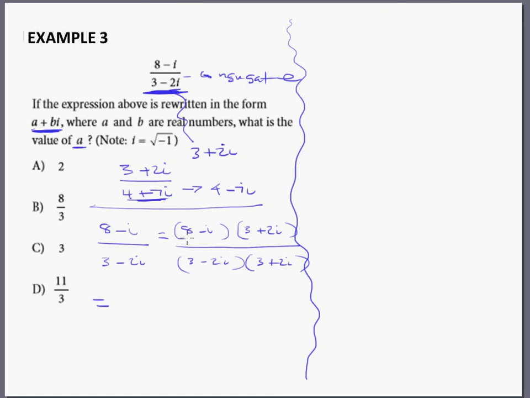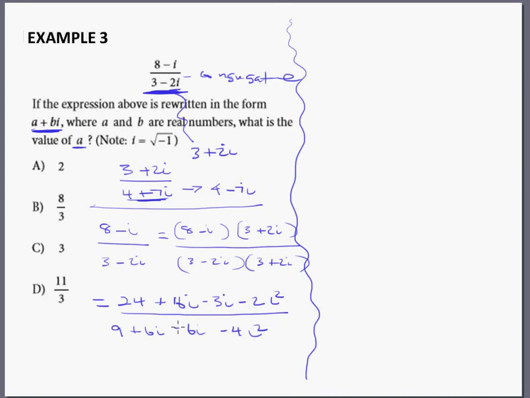This is therefore equal to 8 times this, which is 24, plus 8 times this, which will give you 16i, minus i times this will give you minus 3i, and then minus i times this will give you minus 2i squared, divided by 3 times 3 is equal to 9. 3 times 2i will give you plus 6i, minus 2i times 3 will give you minus 6i, and then minus 2i times this will give you minus 4i squared.